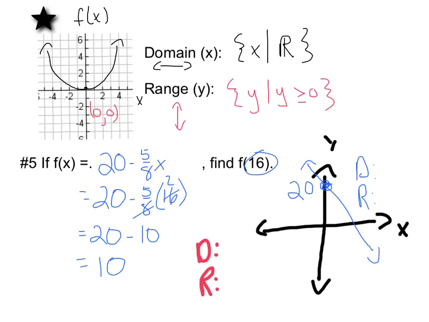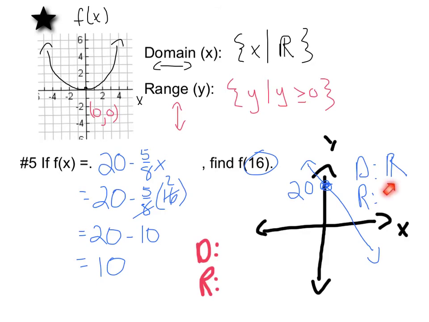Now the domain has to do with the numbers you're allowed to plug in for x. Is there anything you're not allowed to plug in for x? Well, the answer is no, there's not. That means the domain is all real numbers. That means that this blue arrow goes right forever, and this one goes left forever. Now what about the range? Does this arrow go down forever? Yep. Does this arrow go up forever? Yep.